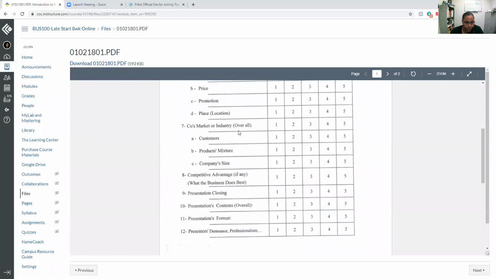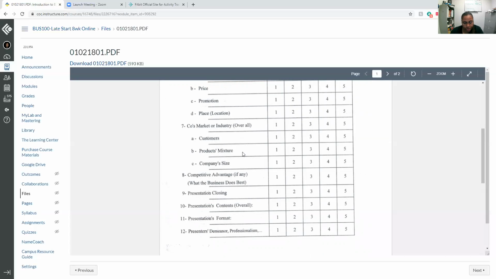Company's market or industry overall. Just basically tell me, what industry are they in? Well, Fitbit is watches. Procter & Gamble are home products. I don't know what you want to call that. You'll find it. And then General Electric, of course. Who are the customers? Who are Fitbit's marketed to?